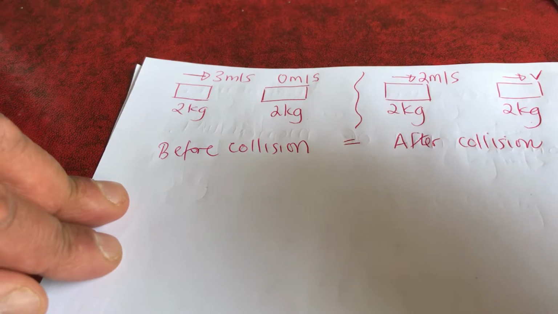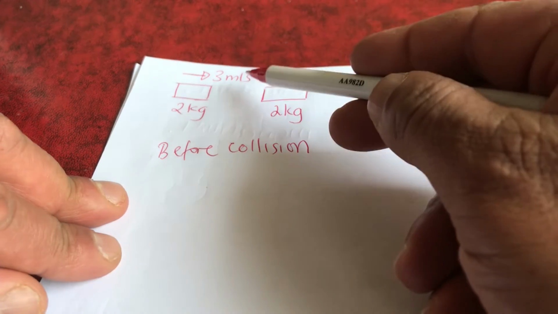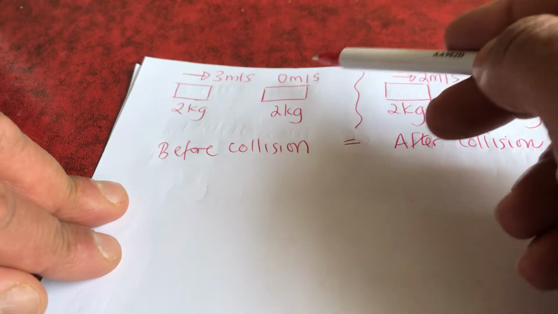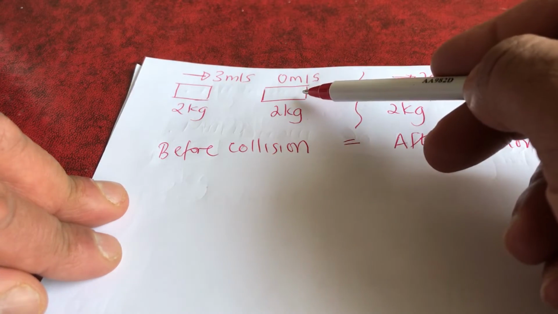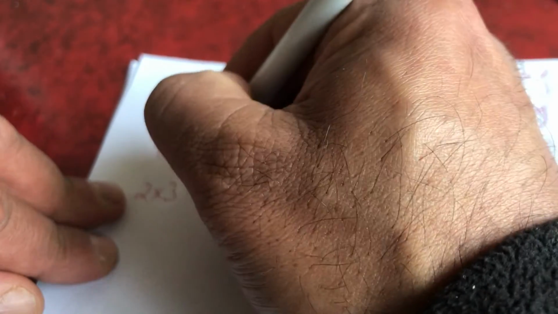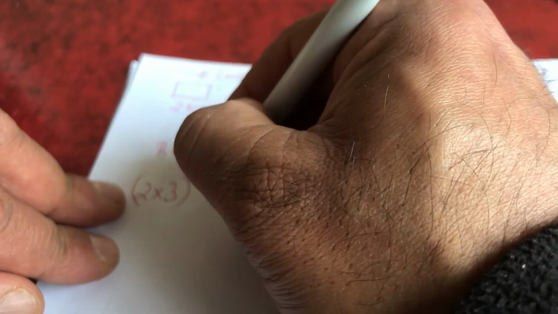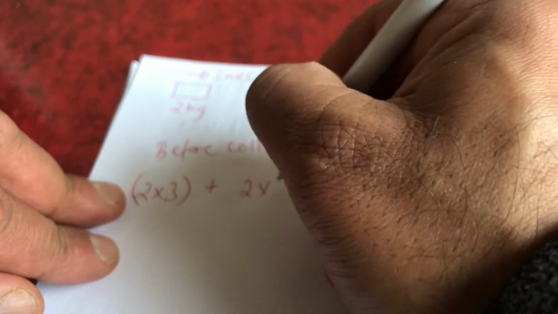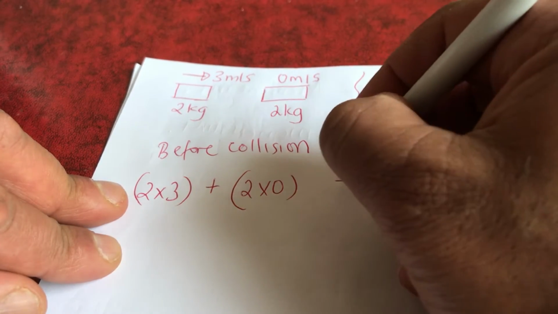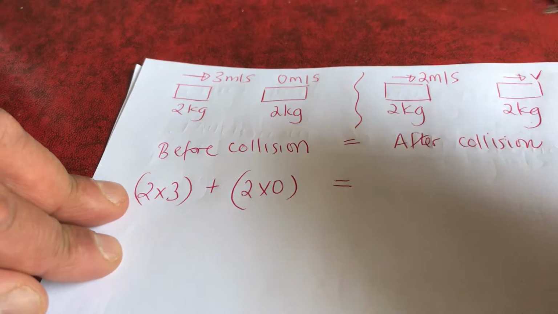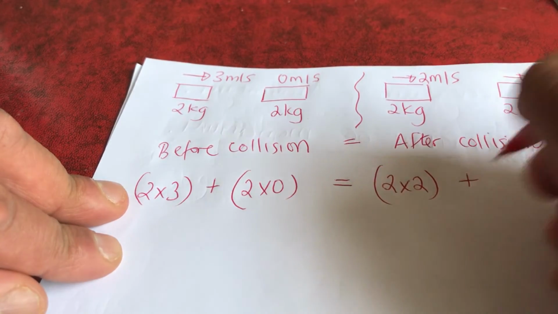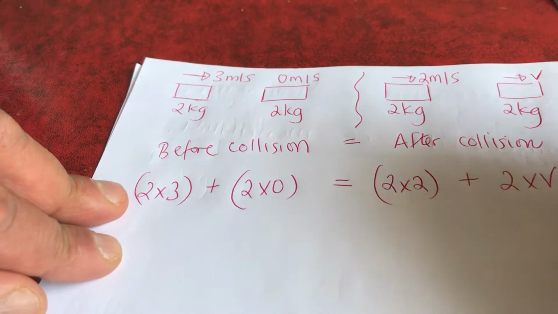Okay, so what we're saying here is, if you calculate the momentum of this mass here, and obviously the momentum of this mass here, which is 0, then we can write this as 2 times 3, and then add 2 times 0. This is the momentum before, and it is going to be equal to the momentum after, which is 2 times 2 plus 2 times v.